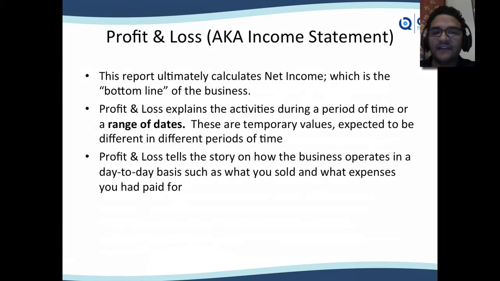Now let's talk about the financial statements. The first financial statement is called the income statement or the profit and loss. The profit and loss is a report that is ultimately used to calculate net income. Net income is the last line on the financial statement. This is why they call it the bottom line.